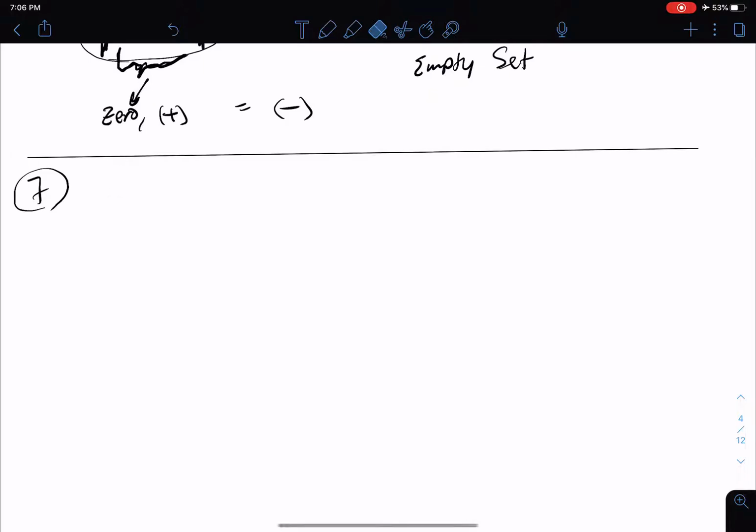It says the absolute value of 4p plus 26 is going to be equal to the absolute value of 5p minus 8.